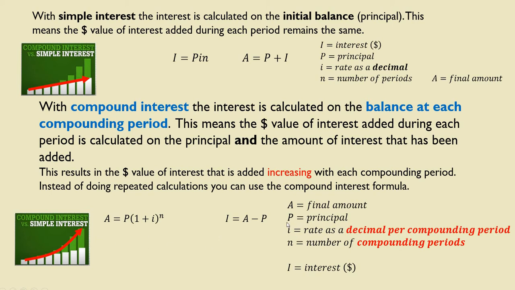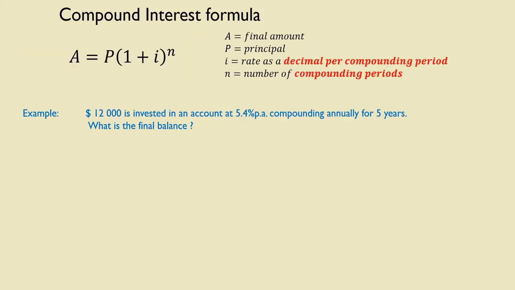First, the most important one is the rate. It's not only written as a decimal, but it needs to be per compounding period. And N is the number of compounding periods in total. So let's have a look at how this compounding formula works.